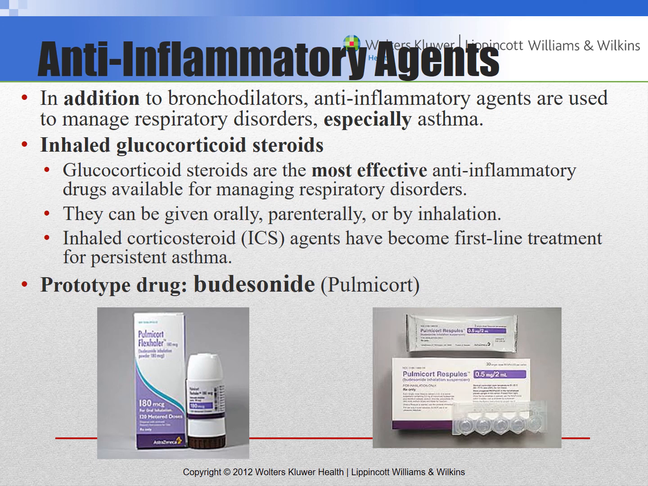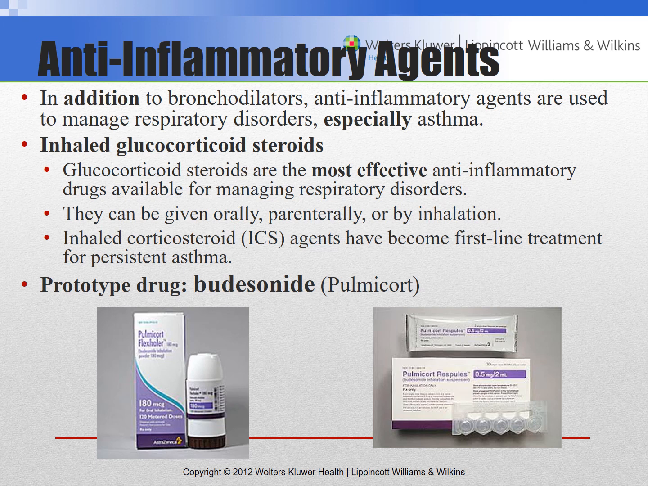All right, when we talk about anti-inflammatory agents, in addition to bronchodilators, we can use anti-inflammatory agents to manage respiratory disorders, especially asthma. We use inhaled glucocorticoid steroids. They are the most effective anti-inflammatory drugs available for managing respiratory disorders. We can give them orally, parenterally, or by inhalation. Again, parenterally, that's going to be any other route other than through the digestive tract. Inhaled corticosteroid agents have become first-line treatment for persistent asthma.